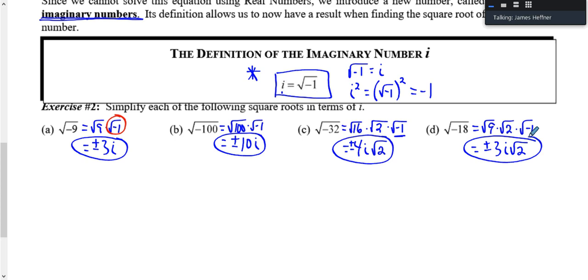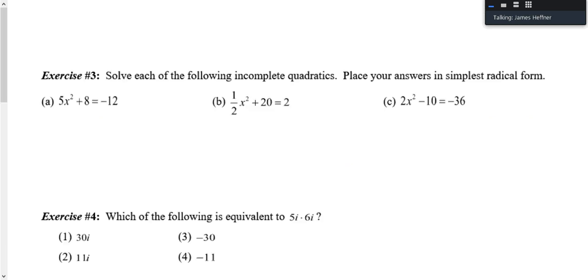Let's go to the next page, page 138, to see if we can solve some equations now that might result in the square root of a negative. So let's solve these now. We got 5x squared plus 8 equals negative 12. Well, let's go ahead and subtract 8 from both sides, right? And if we subtract 8 from both sides, we have 5x squared equals what? It's negative 12 minus 8, guys. Negative 20, right?